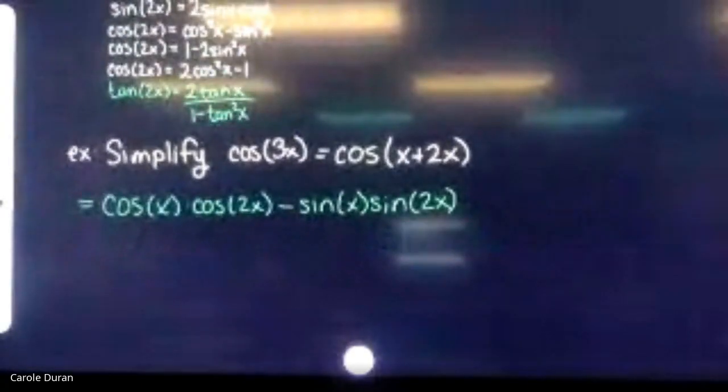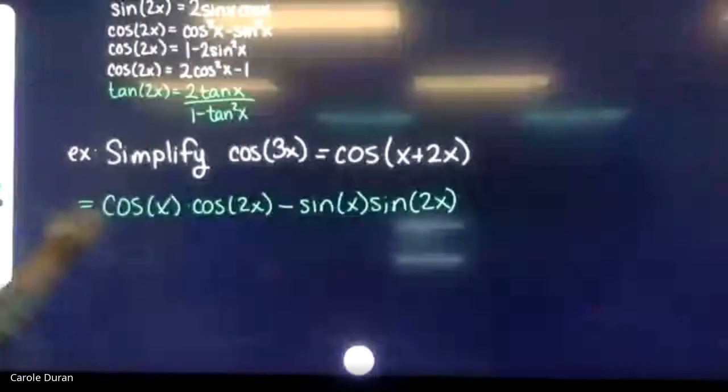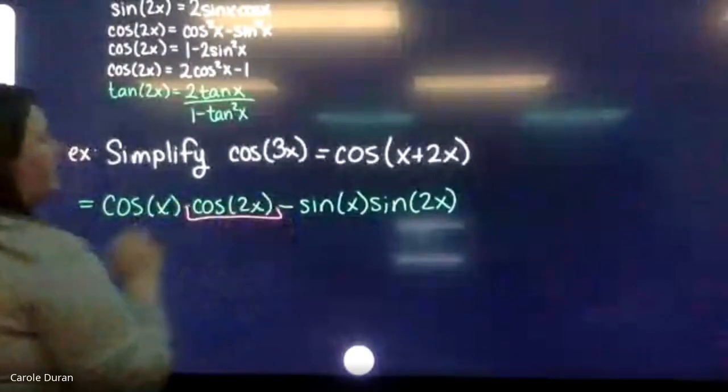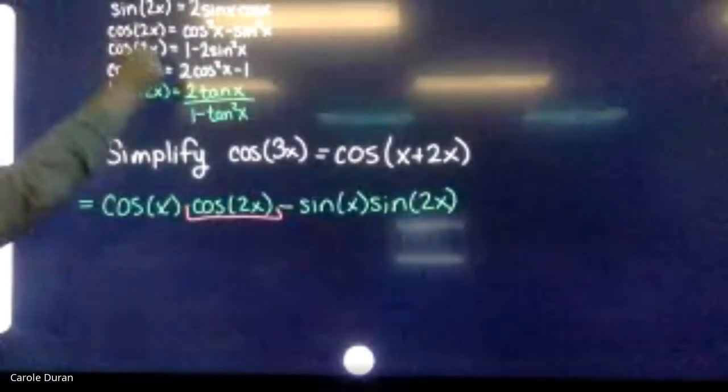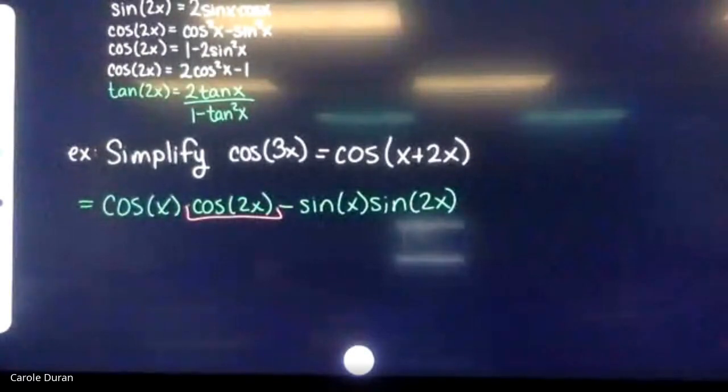So let's go ahead and simplify this some more. The first thing I'm going to do is replace cosine of 2x with one of these three identities. How do I know which one I need to choose?